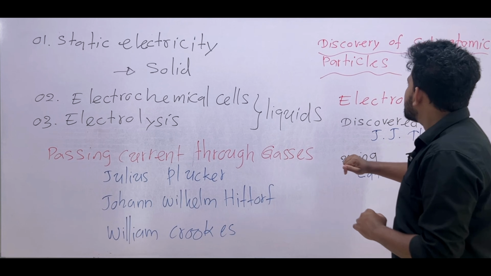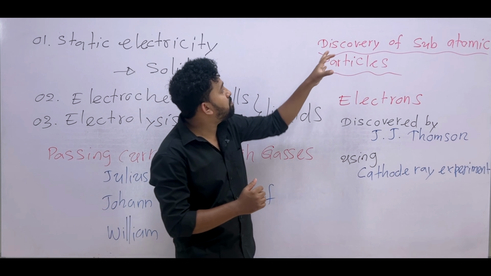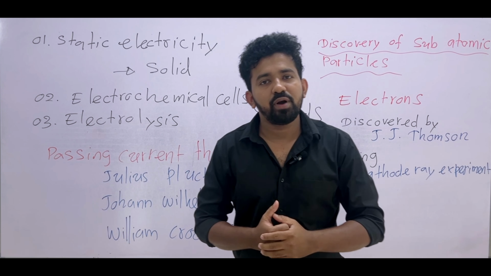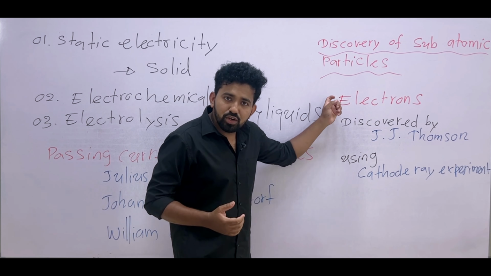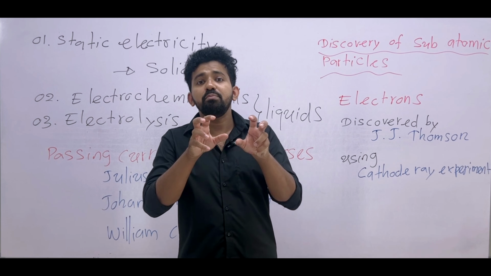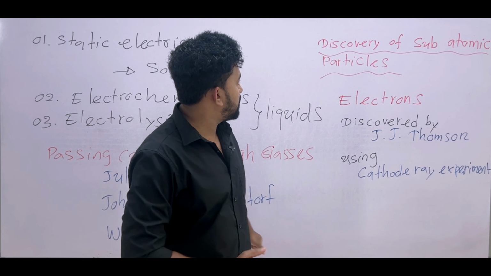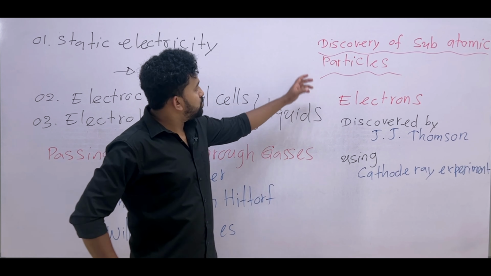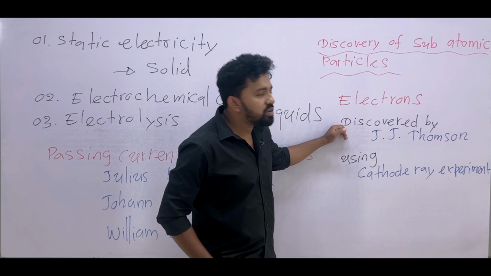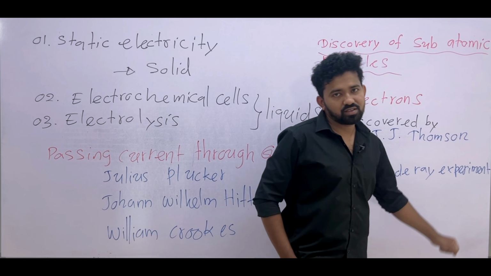And then we have to move to the discovery of subatomic particles. So now we know what the subatomic particles are. Electrons, protons and neutrons are the three basic subatomic particles that we have to learn, right? So, discovery of electrons. Electrons were discovered by J.J. Thomson using the cathode ray experiment.